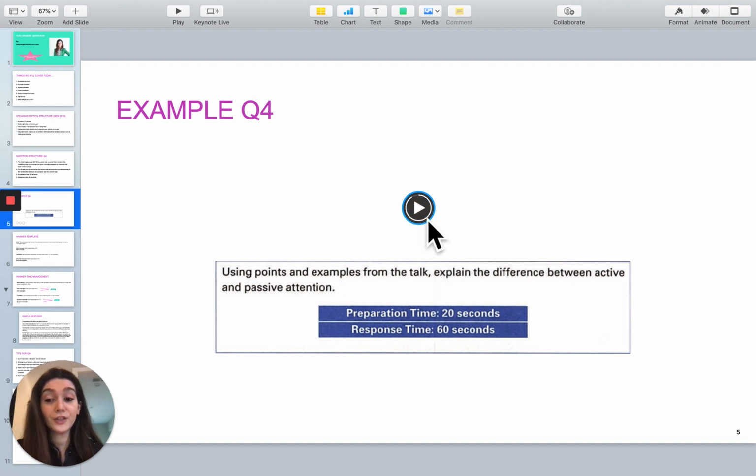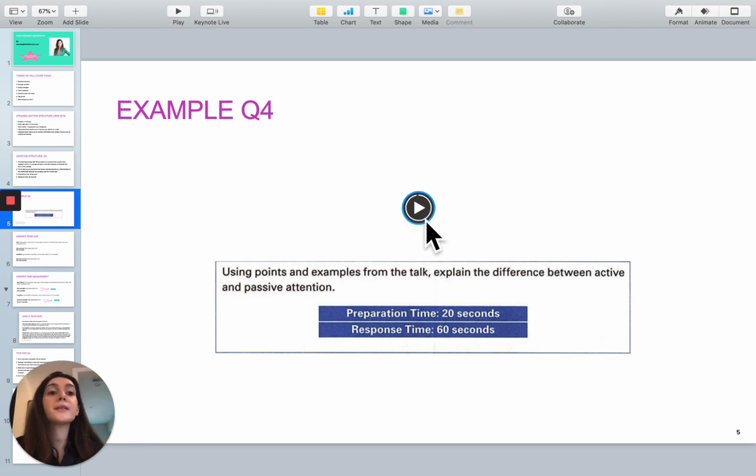Okay, so now we heard the second concept, which was passive attention, and she gave an example for that. Using points and examples from the talk, explain the difference between active and passive attention. Okay, so that's how question number 4 is usually structured.